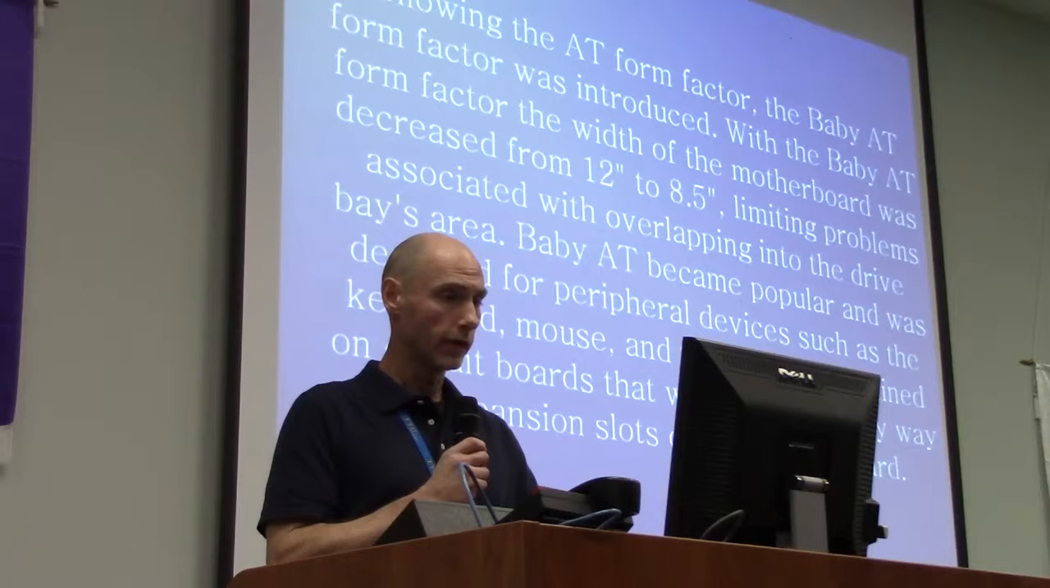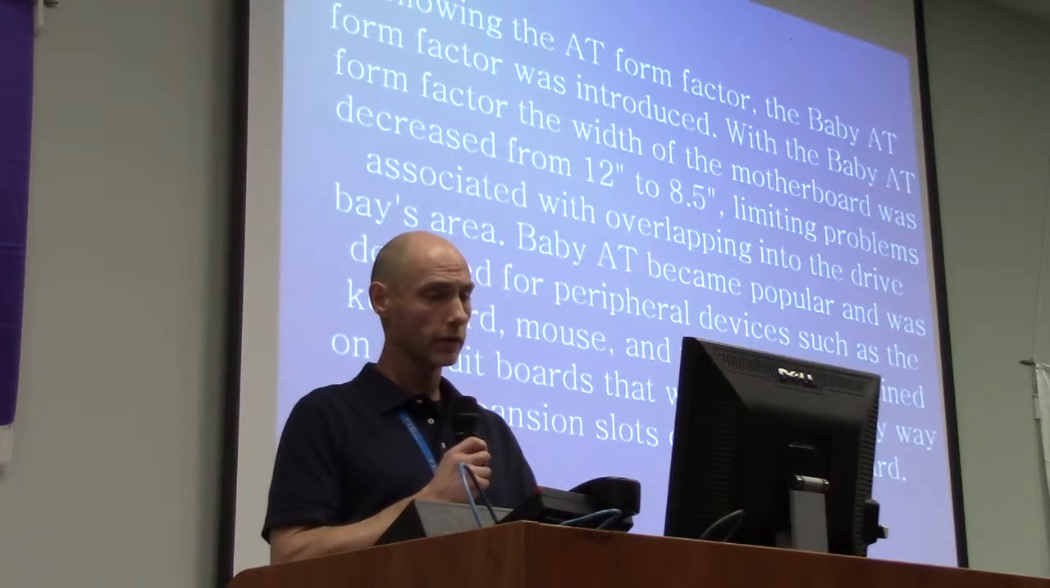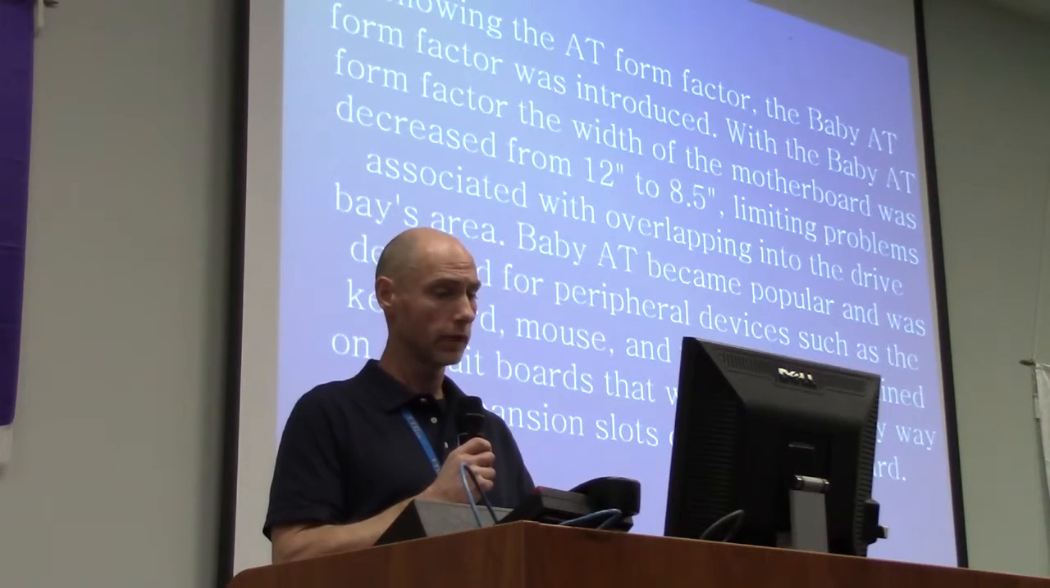Following the AT form factor, the baby AT form factor was introduced. And with the baby AT form factor, the width of the motherboard was decreased from 12 inches to 8.5 inches, limiting problems associated with overlapping into the drive base area. Baby AT became popular and was designed for peripheral devices such as the keyboard, mouse, and video to be contained on circuit boards that were connected by way of expansion slots on the motherboard.